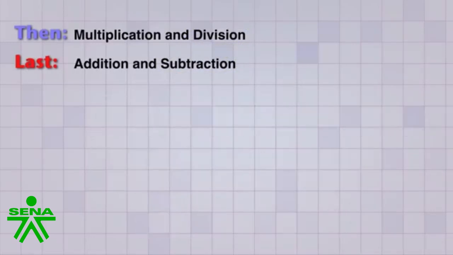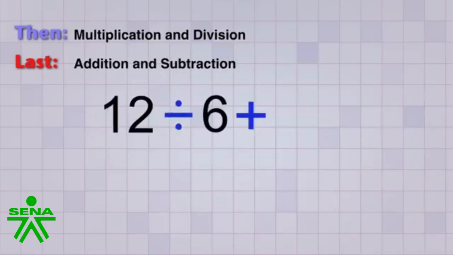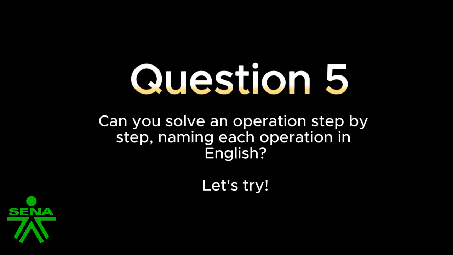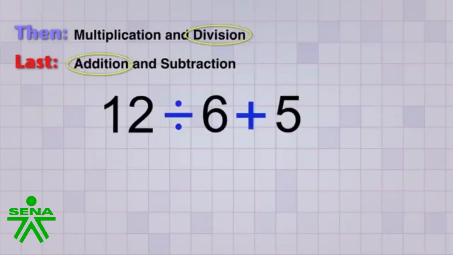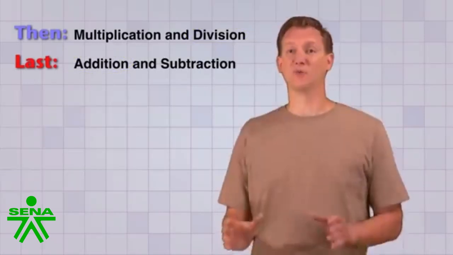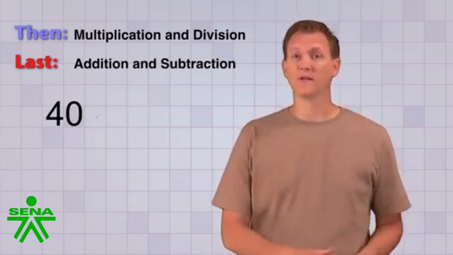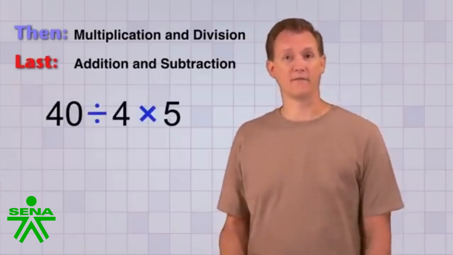And here's another problem. 12 divided by 6 plus 5. Again, our rules say to do the division before addition. So 12 divided by 6 equals 2, and then we add the 5 to get 7. And here's one last problem. 40 divided by 4 times 5.